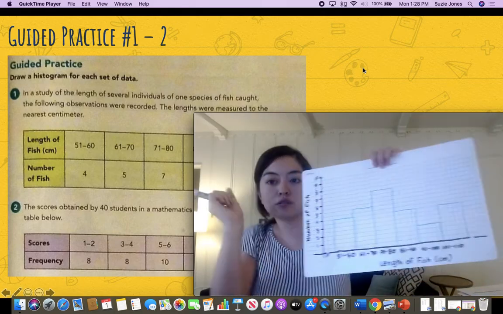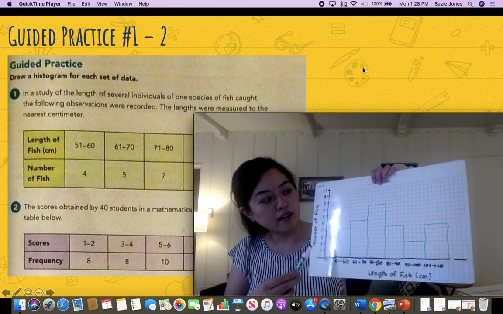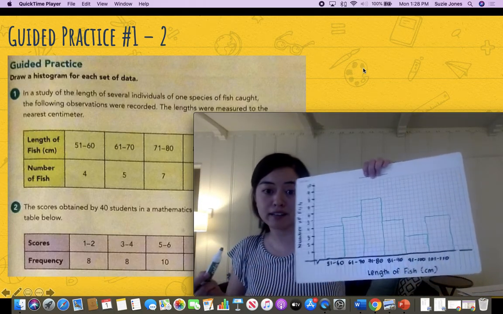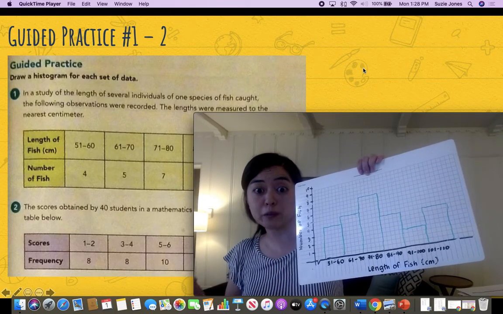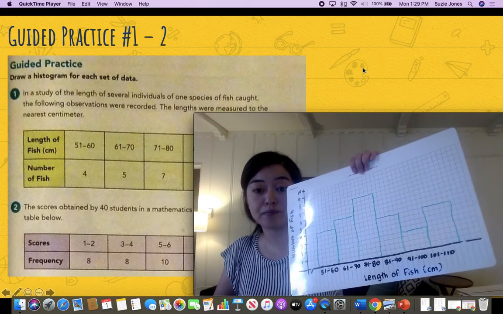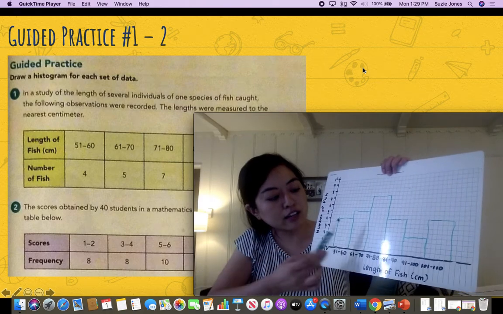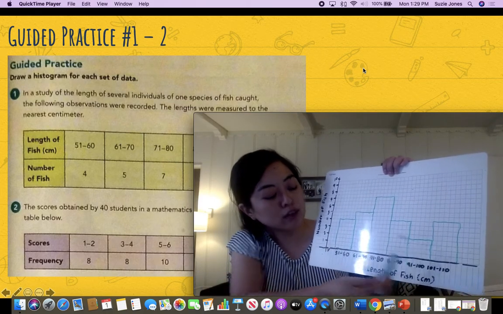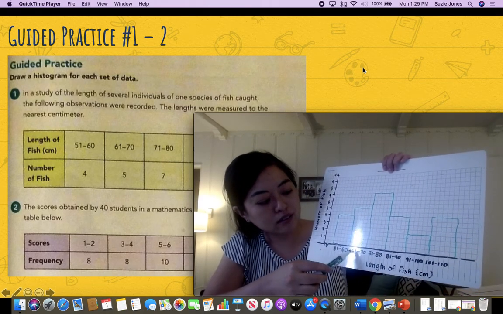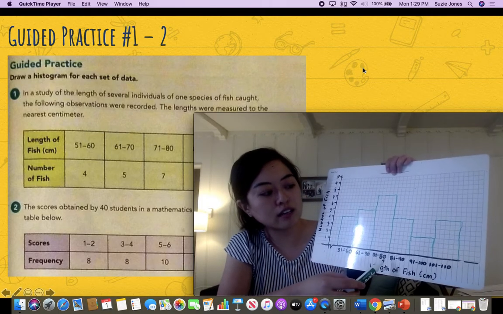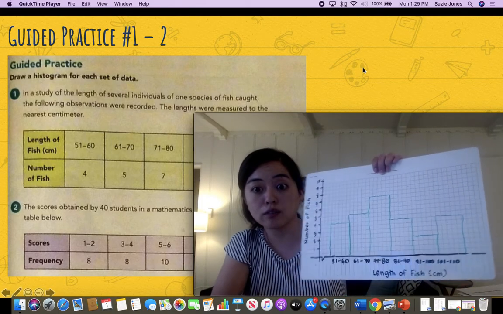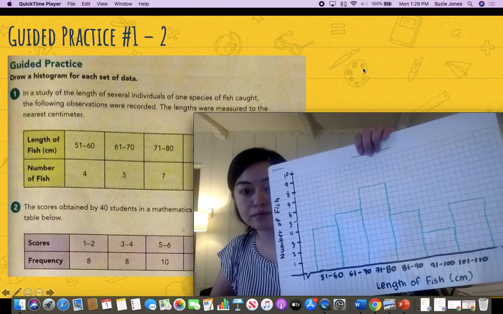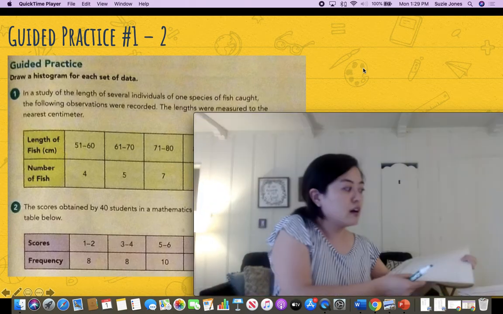All right, so this is my histogram, okay? How does yours compare to mine? I hope it looks similar or the same. That'll be great. And again, there's no gap in between these bars because it goes from 51 to 60, 61 to 70, 71 to 80, and so forth.